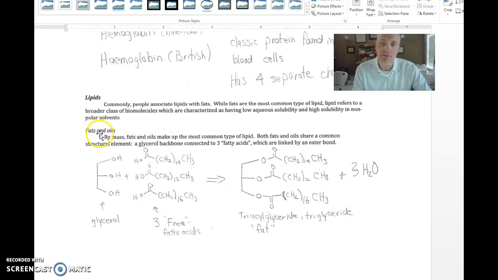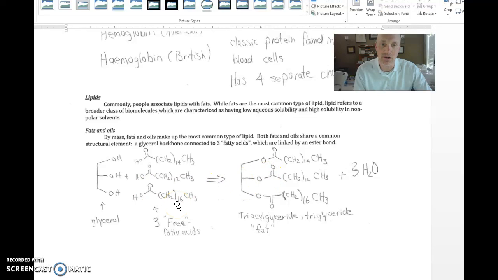By fats and oils, what we really mean is this type of molecule called a triglyceride. Sometimes it's also called a triacylglyceride, but a lot of times people just generically refer to these as fat. The type of molecule that you're going to have here is always the same in general, but there can be small differences.